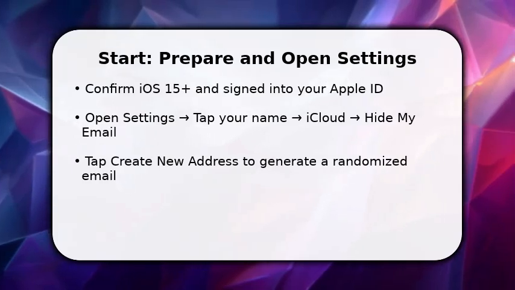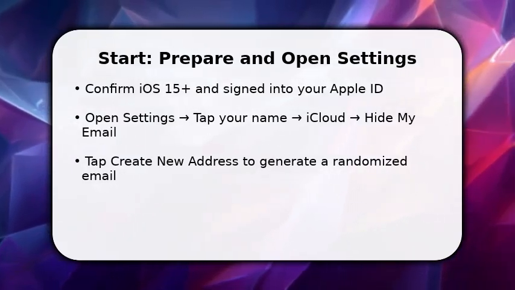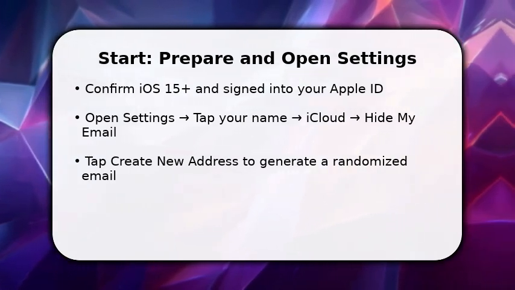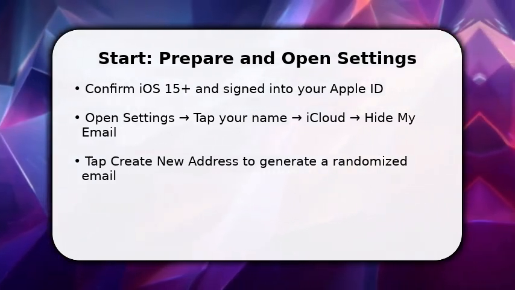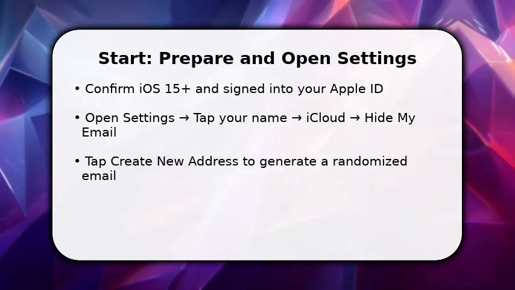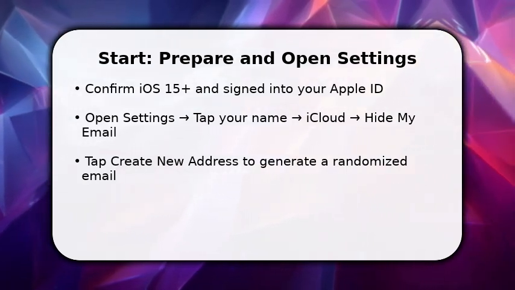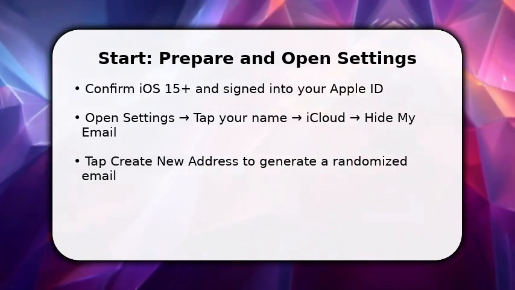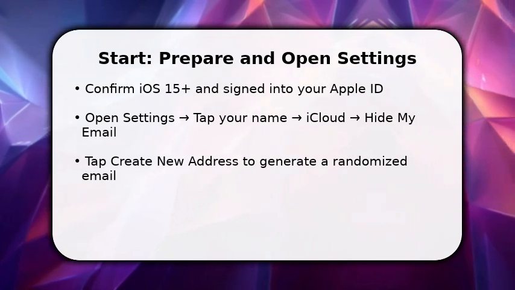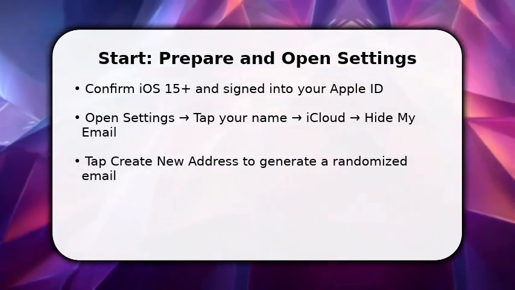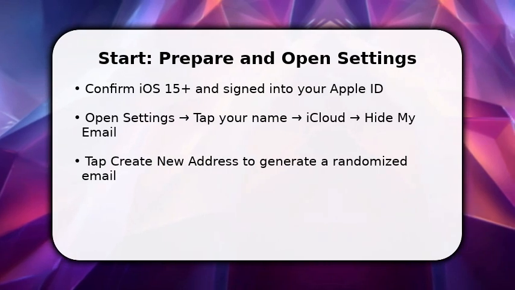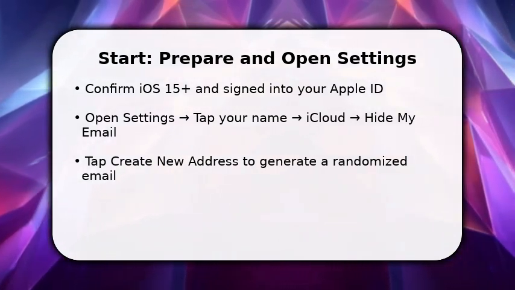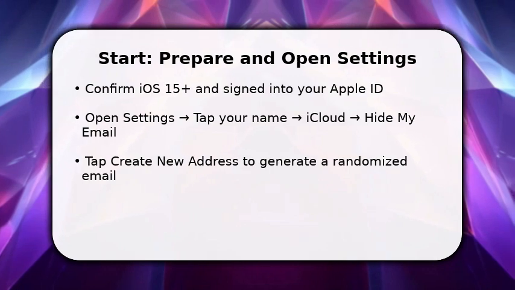You'll begin by verifying iOS 15 or later, and that you're signed into your Apple ID. This feature lives in iCloud. Once done, open Settings and tap your name, then iCloud, and select Hide My Email. Tap Create New Address to generate a randomized email that forwards to your real inbox. You're doing this to prevent trackers and reduce spam without revealing your address. Make sure to name or label the address so you can identify its purpose later when reviewing accounts or subscriptions.